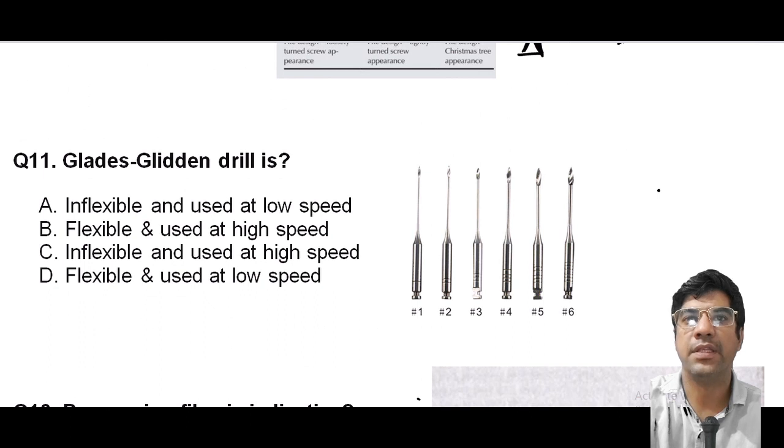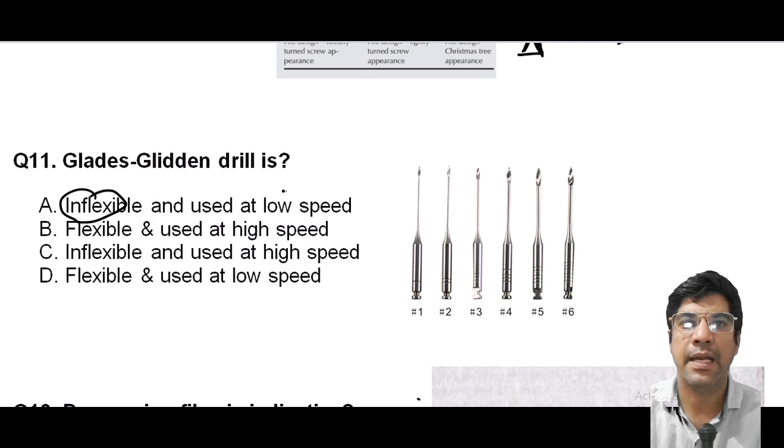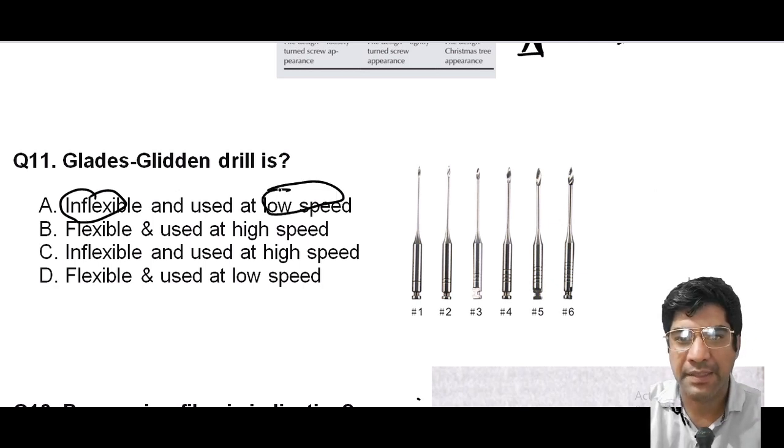Coming to the next question, the Gates Glidden drill, we already discussed them. They are rotary instruments. They are generally inflexible and they are used at a low speed. So when preparing the access cavity for root canal treatment in the anterior teeth, the GG drill is used at a low speed to remove the dentine and create a straight pathway to the pulp chamber.